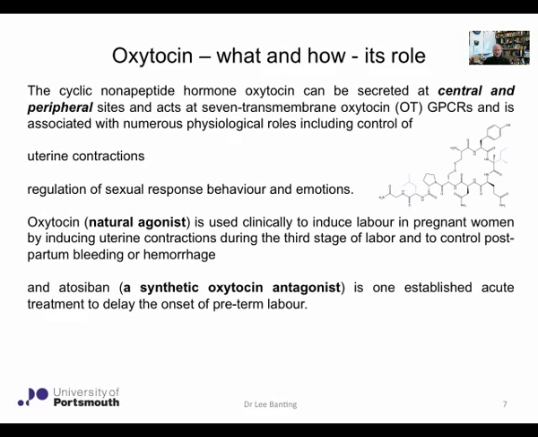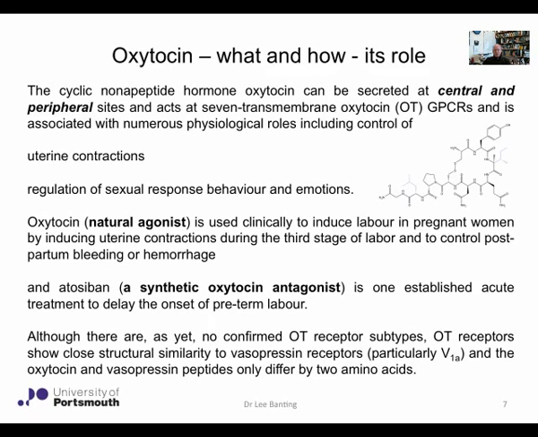Atosiban is a synthetic oxytocin antagonist, and this compound is used in acute treatment to delay the onset of preterm labour if there are issues within delivery. So we have a natural agonist, oxytocin, which is used, and we have a synthetic oxytocin-based antagonist, which we're not going to discuss in terms of structure, but is there for consideration.